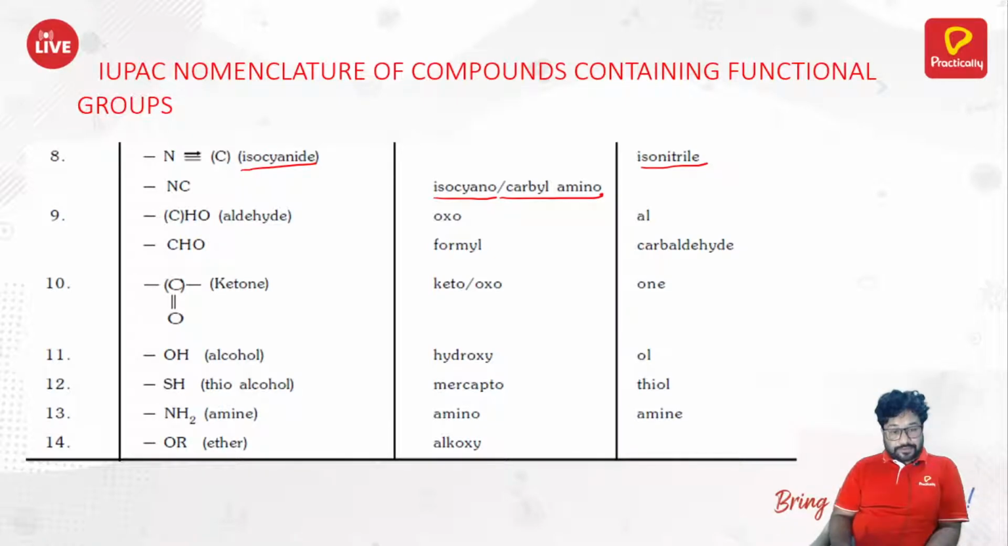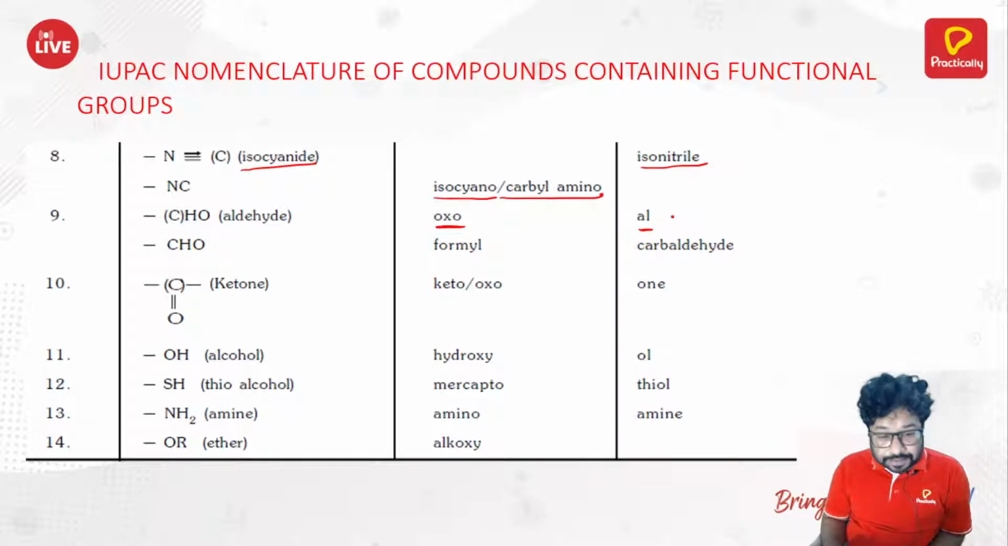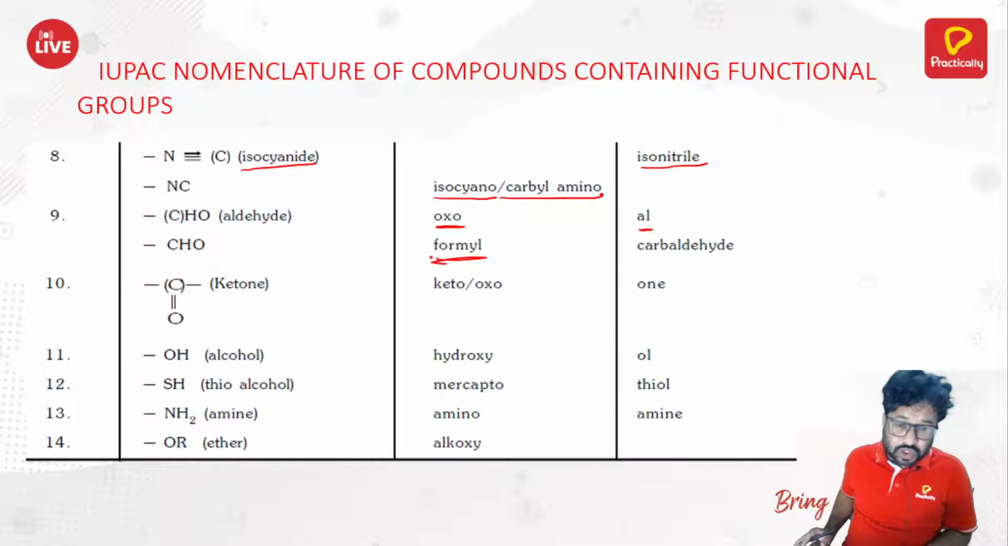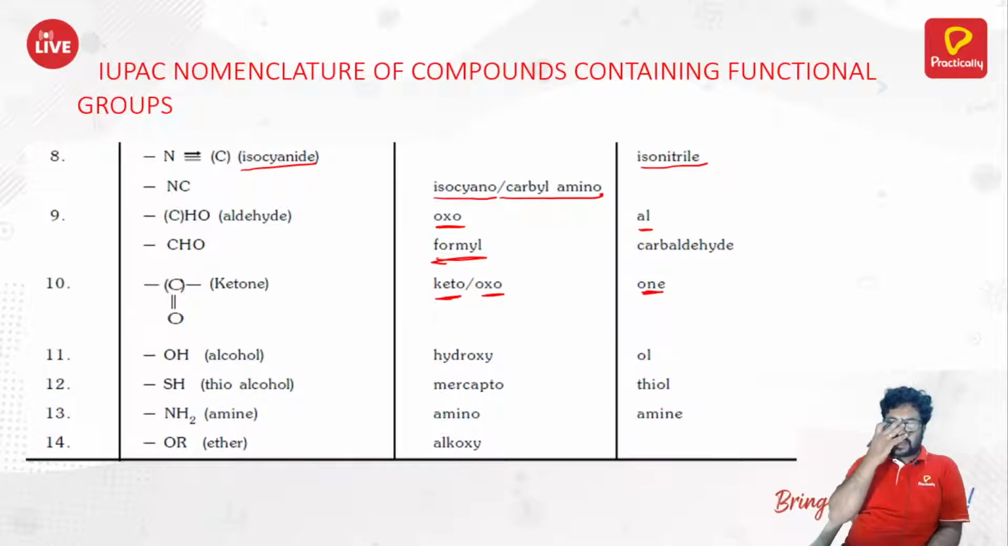Now, aldehyde. When you have an aldehyde, when it's a main functional group, you write it as al: ethanal, pentanal, like that. But if it's a substituent, you write it as oxo, or formyl. Formyl is used more than oxo because we use oxo for the ketone also. Sometimes you use keto, sometimes you use oxo. Doesn't matter, more or less it's one and the same thing. And for the ketone, as a suffix that you already know: alkanone, pentanone, right?